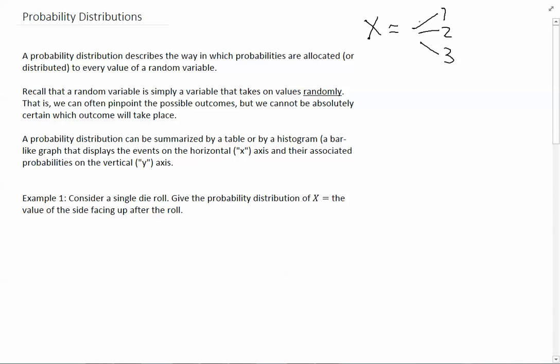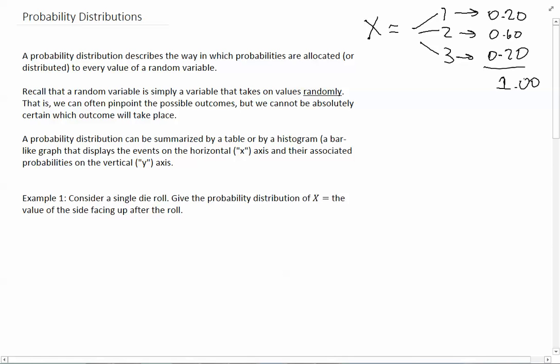So a probability distribution would say, suppose x can take on the values 1, 2, or 3, and it'll take on the value 1 with probability 20%, the value 2 with probability 60%, and the value 3 with probability 20%. That is to say, we want to account for 100% of all the different possibilities. So the probabilities of all the different values of the random variable should always add up to 1. That's a key thing, because otherwise we haven't fully described the probability distribution.